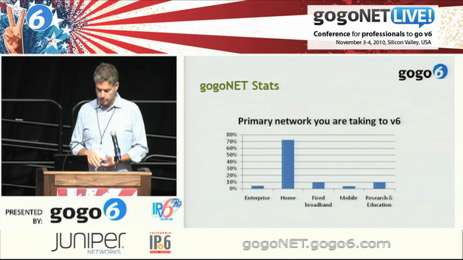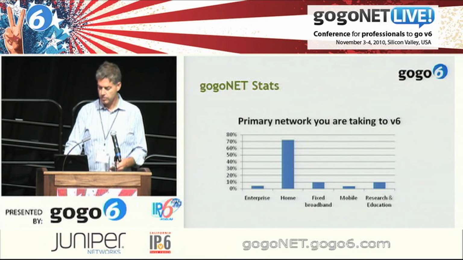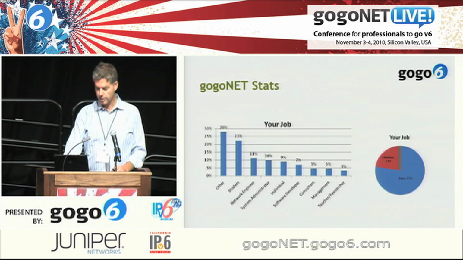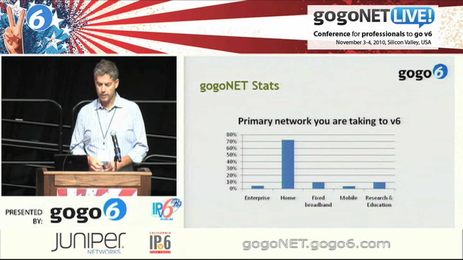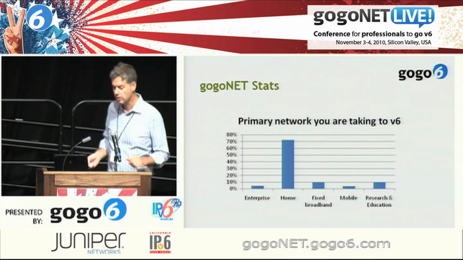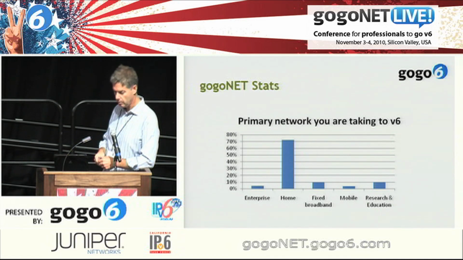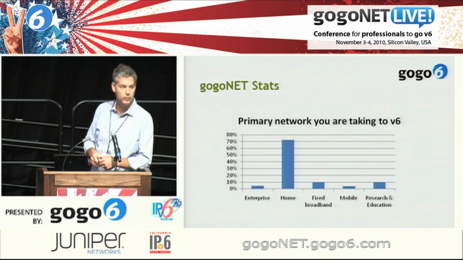I think this is a very interesting slide when you compare it to this slide. It's what networks are you taking to IPv6? So what are the networks you're working on? At first glance, when you look at this, you say, wow, 70%, this is primary network, so a little bit over 70% are taking their home network to IPv6.